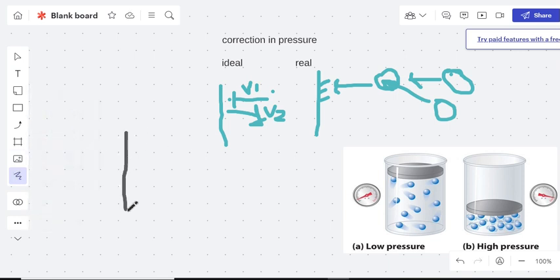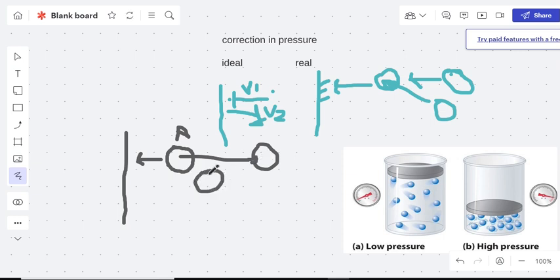This is the wall of the container. For example, this is a molecule A, which is colliding with the wall of the container, something like this. And these are the molecules that are attracting the molecule A, right? The same applies for this molecule. If we consider another molecule which collides with the wall of the container, and this is a molecule B, we will consider the same case for the B molecule as well.